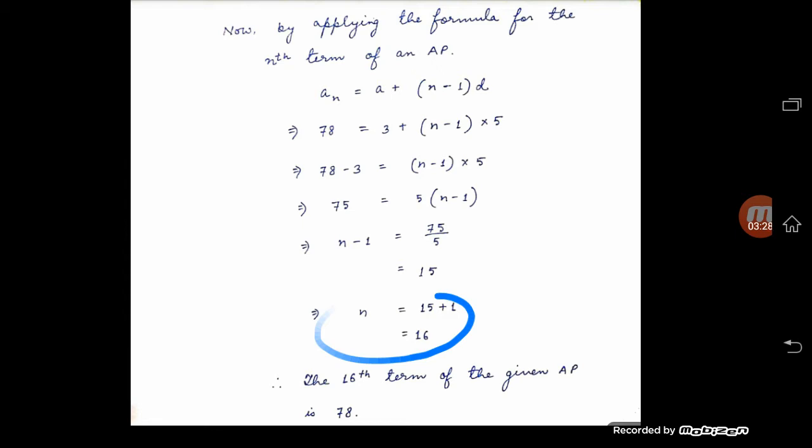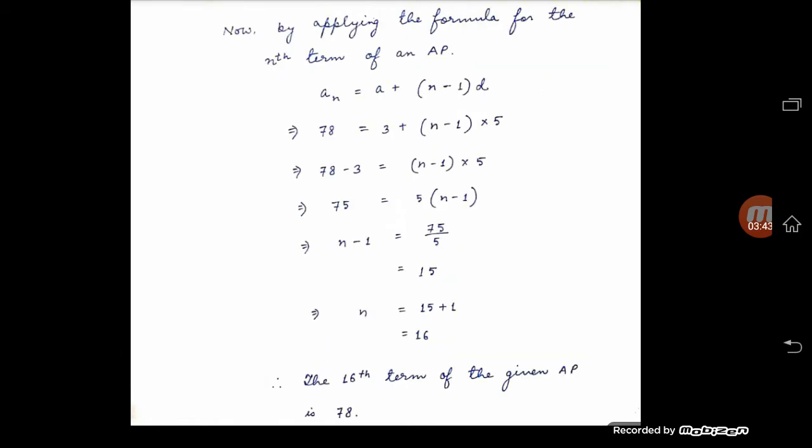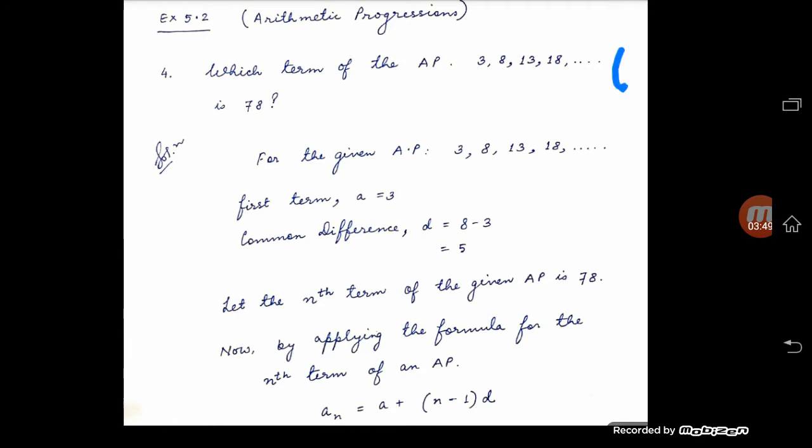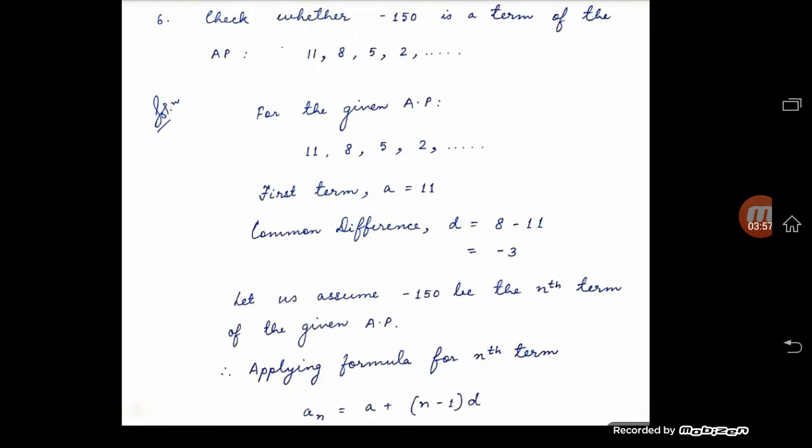That means the 16th term of this AP 3, 8, 13 and 18 will be 78. 78 will be found in the 16th term. Okay, so this is your answer. Let us proceed to the next question.